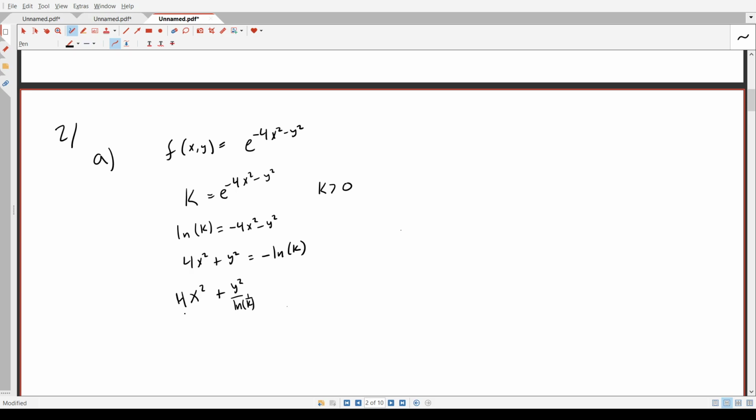1 over ln 1 over k. All right, so these level surfaces, what do they look like? Like I said, they're ellipses. So they're going to be kind of long in the x direction, but not as long in the y direction. Right, so I'm going to have an ellipse.